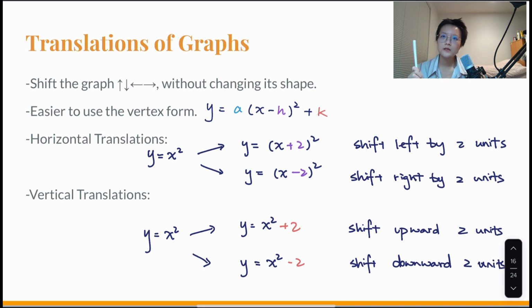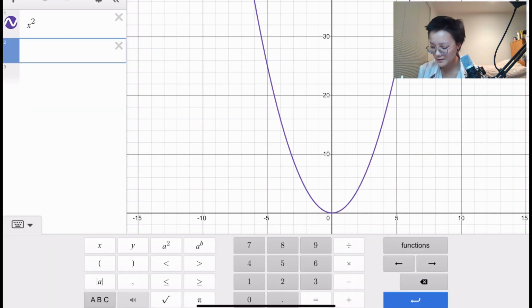Translation of graphs is how we add or subtract some constant in the equation to move the graph up or down, left or right, without changing its shape. You will find this most useful with the vertex form, because typically when you translate or move the graph, you are moving its vertex. So let's use this graphing calculator to show the translations.